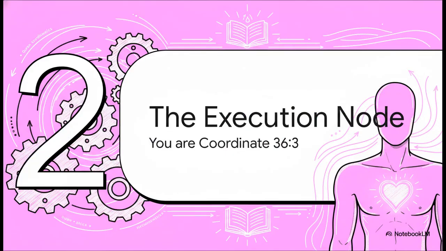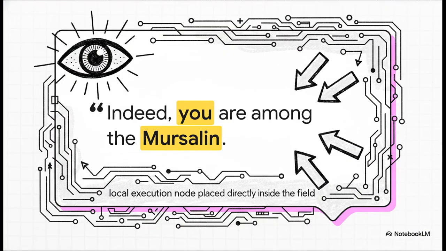Section 2. The execution node. So the crucial point here is found in verse 36:3. Indeed, you are among the Mursaleen, or the sent ones. The source highlights something massive here. This verse is talking directly to the reader, you. According to this mapping, you are coordinate 36:3.